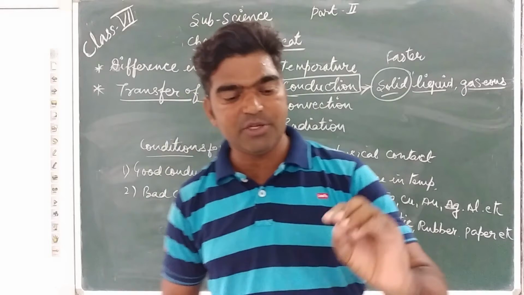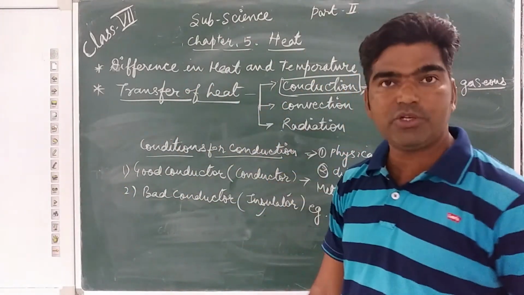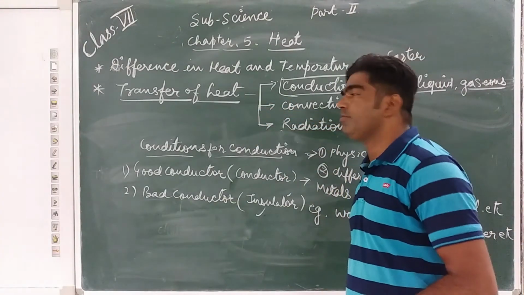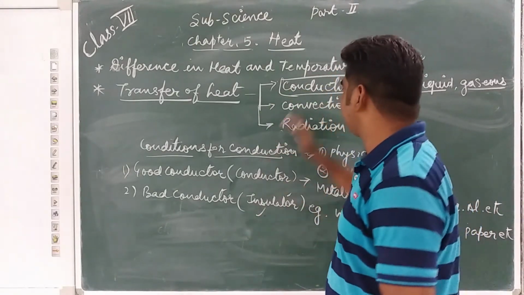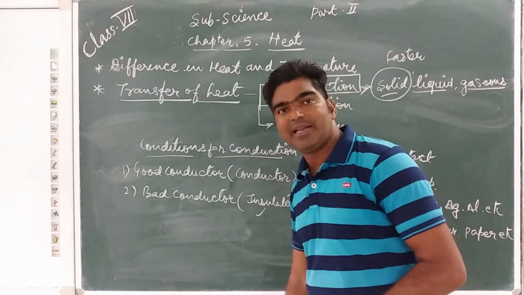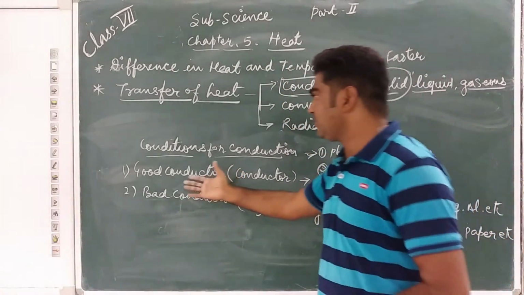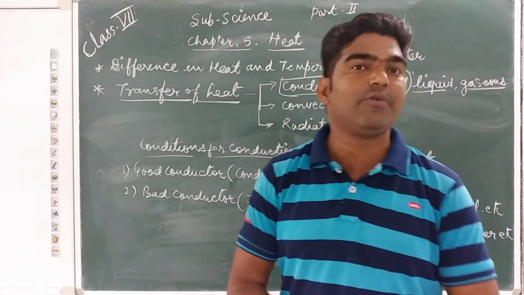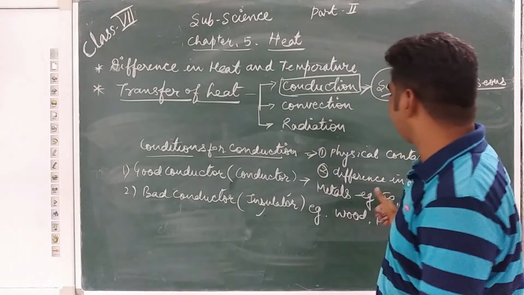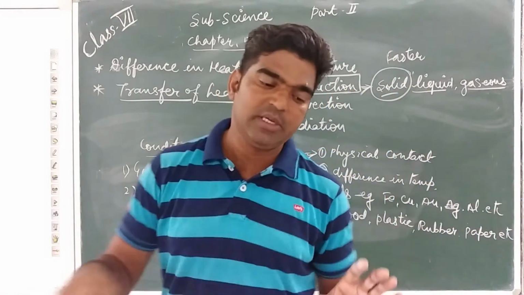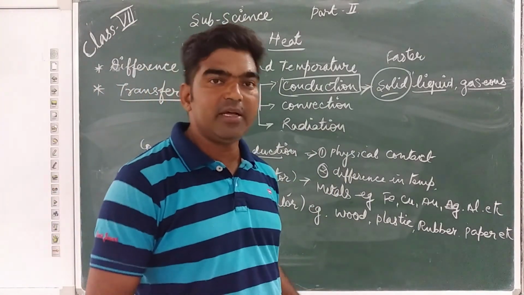So I hope everybody understood these things very well: the difference between heat and temperature. Then we discussed the different modes for the transfer of heat, that is conduction, convection and radiation, and then we explained in more detail about conduction and the necessary conditions for conduction: physical contact, and second, the difference in temperature. And last, the topic of the insulator and the conductor and the applications of insulators and conductors.